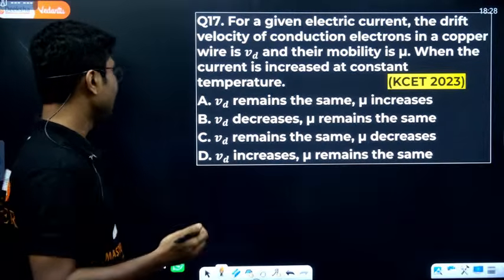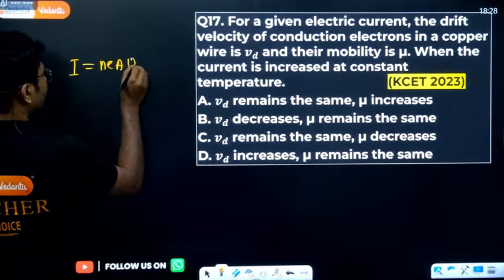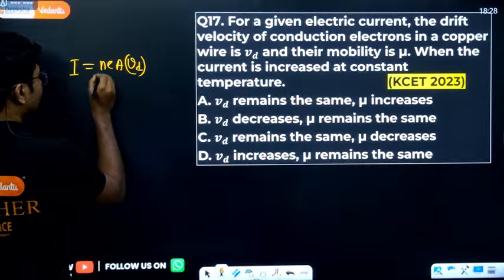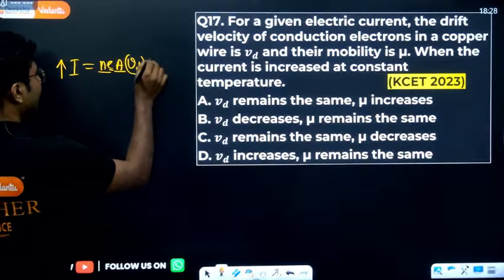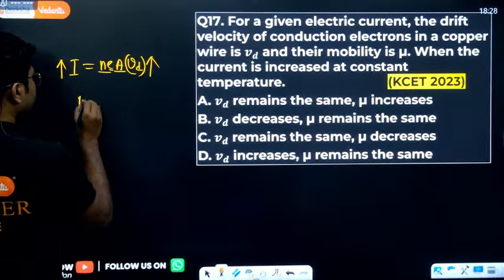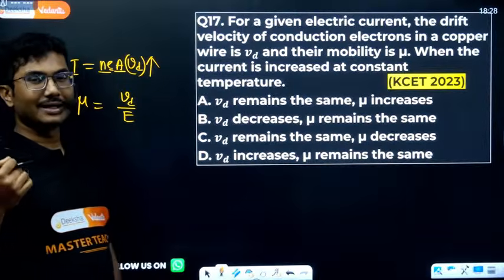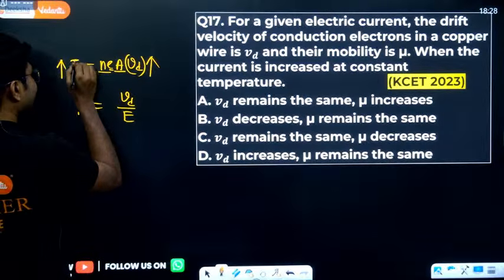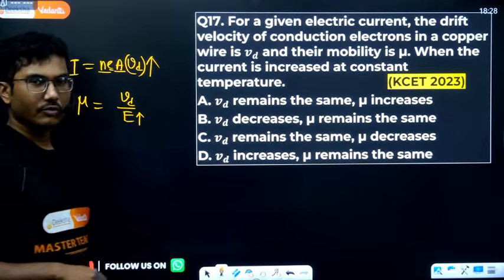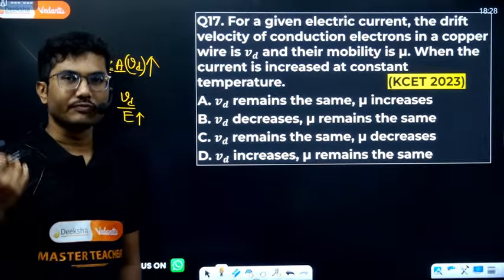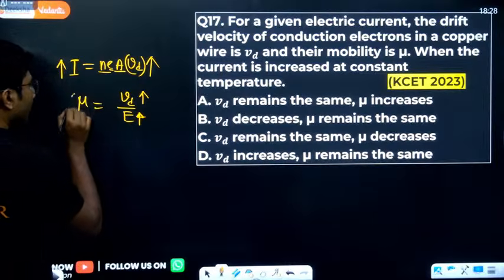If you increase the current, then I = nAeVd, where Vd is the drift velocity. Number density is constant, charge of an electron is constant, area is constant. So if you increase I, Vd should increase. Now mobility is given by Vd upon electric field, drift velocity per electric field. How can you increase the current? The only way is by increasing the electric field. Electrons experience greater force and move faster, so drift velocity is increasing, electric field is also increasing, but mu remains constant.